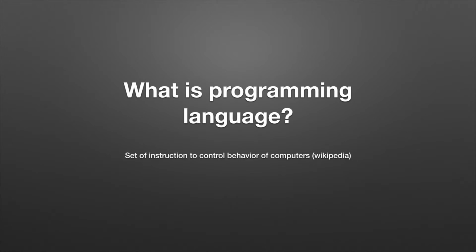From the Wikipedia definition, it's a set of instructions to control the behavior of computers, meaning what sort of input you provide to the computer and what the output would be. So let's understand in layman's terms what a programming language is. It's a bridge of communication between humans and computers. As we said, it's like a common language in which a computer and a human can talk to each other.